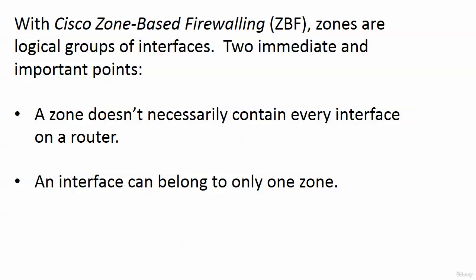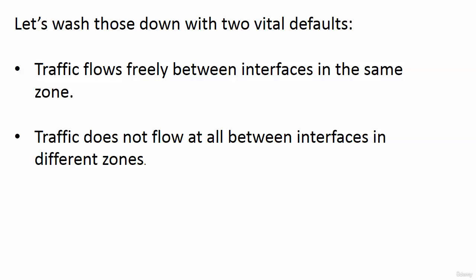not a rule. Now, an interface can belong to only one zone, a rule that I will probably mention more than once in the next 15 minutes or so. But again, a zone does not necessarily contain every interface on a router, and an interface can belong to only one zone. We're going to wash those down with two vital defaults. First off, traffic will flow freely between interfaces in the same zone. Of course, everything else being equal, as long as they can reach each other via the routing table. And traffic does not flow at all between interfaces in different zones.